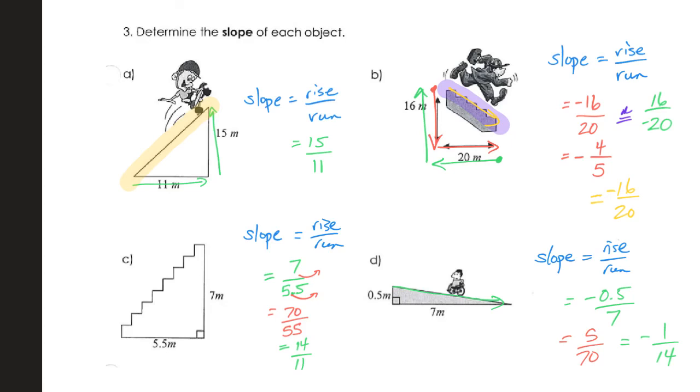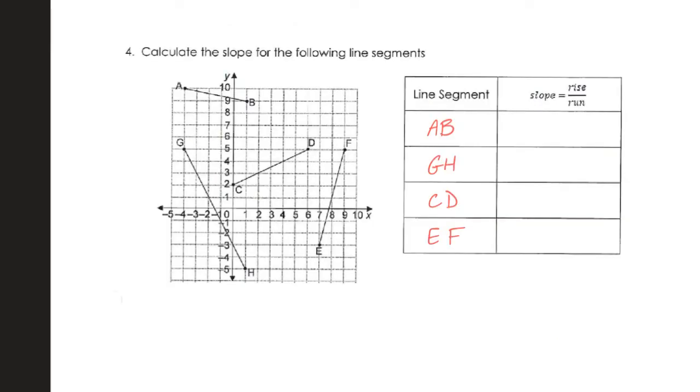Okay, let's take a look at the bottom of the page. On the bottom of that page, you have a grid. On that grid, you've got 4 line segments. You notice I've labeled those in the chart on the right. What we're going to do is calculate the slope for each one of those.